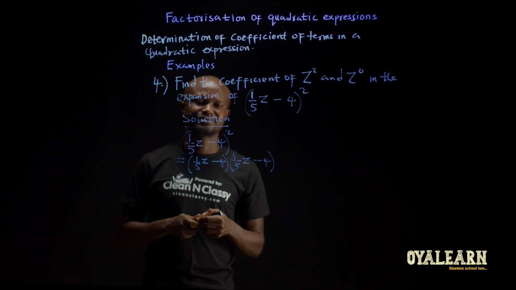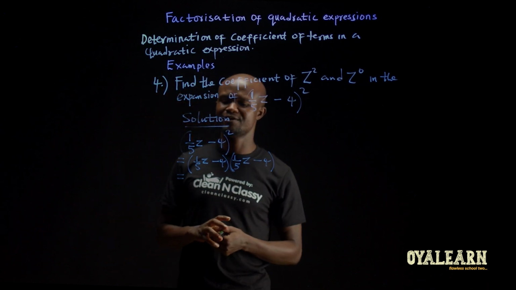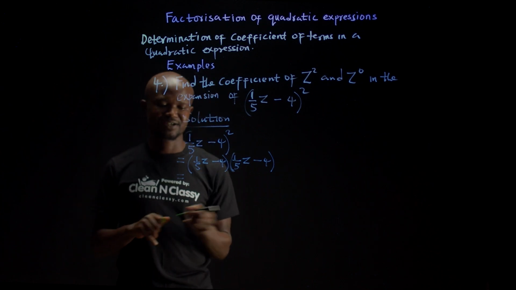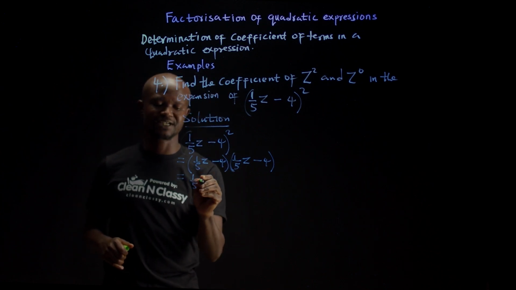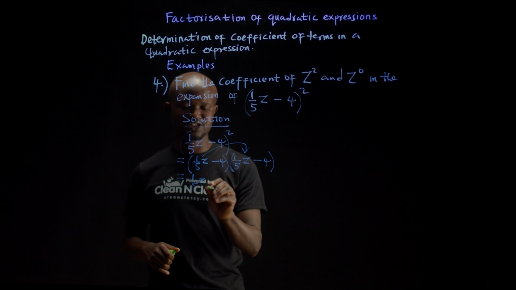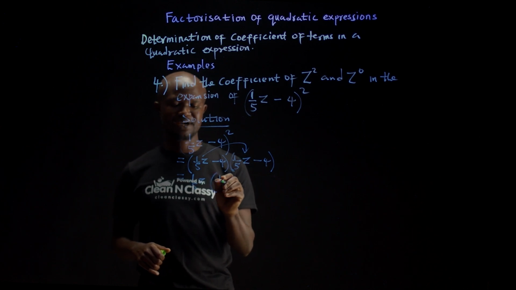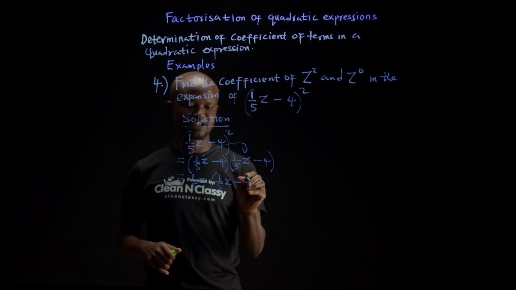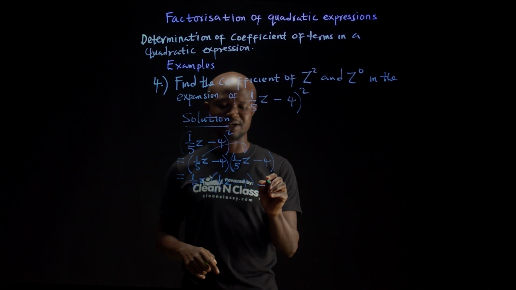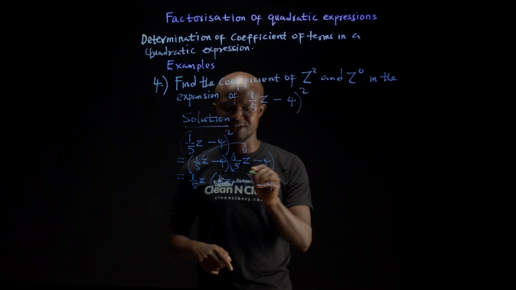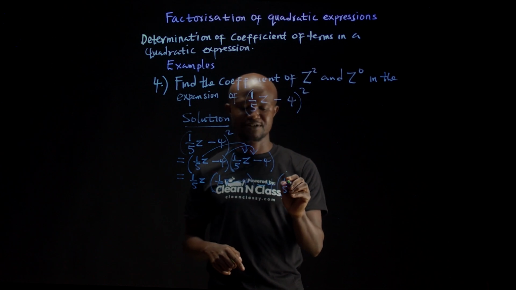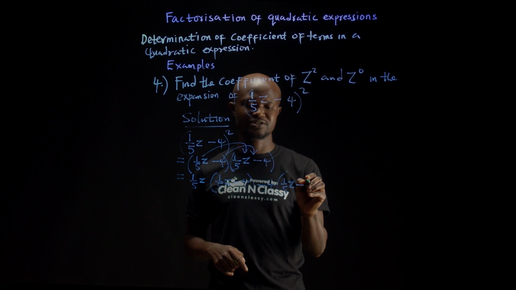Now, expanding. The first term in the first binomial expansion is 1 over 5z. It's going to be used to multiply the whole of the second binomial expression. So the second term, we have minus 4. We are going to do the same thing. Multiply everything. That's minus 4 into 1 over 5z minus 4.